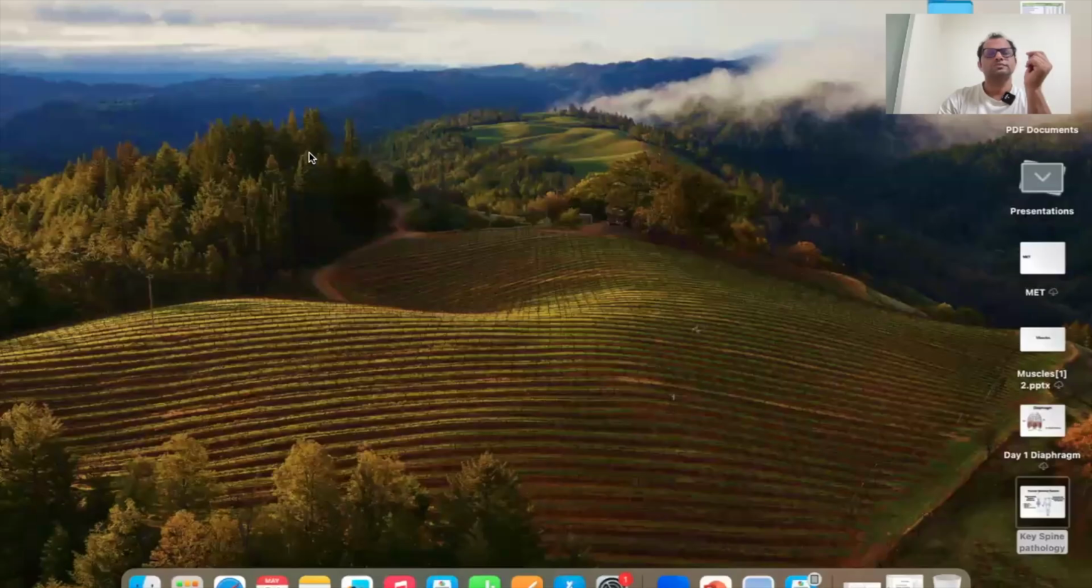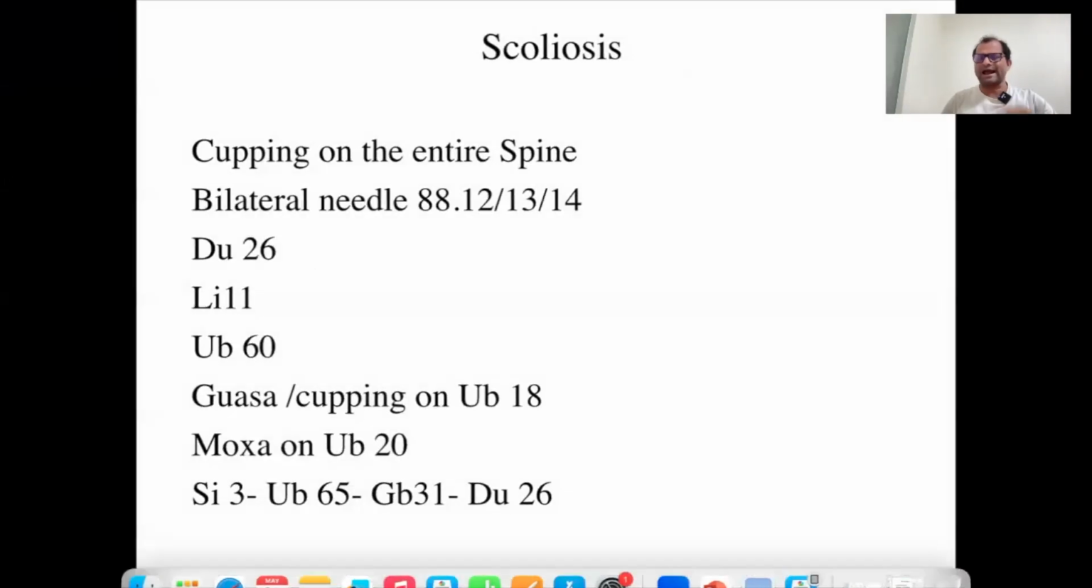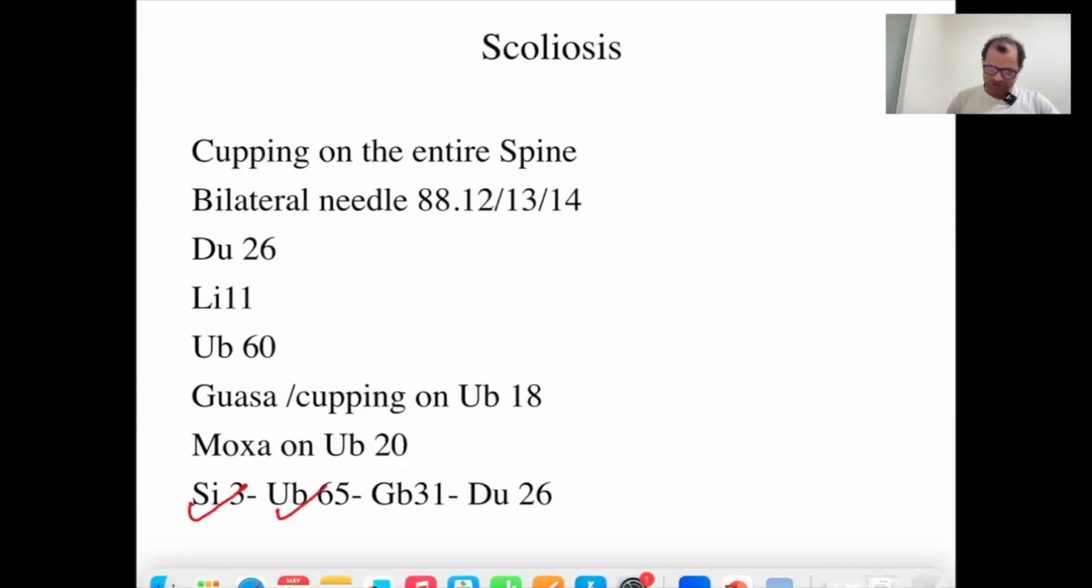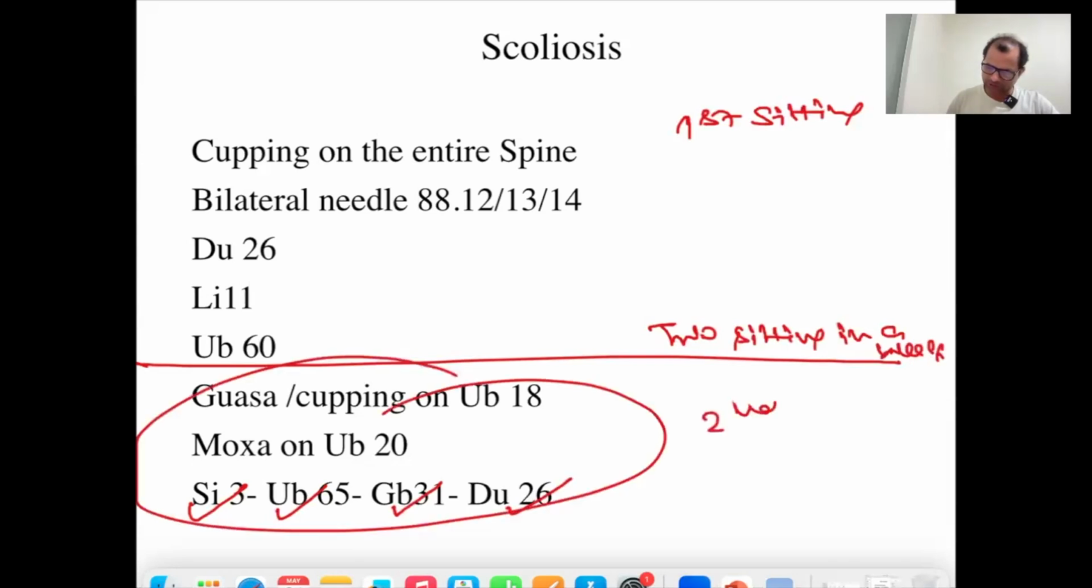So now we will do moxa here. Now alternately we will activate the spine by putting the SI3, UB65, GB31 and DU26. In the second sitting we can do this. First sitting and 1 day break, or we can do 2 sittings in a week. In the second sitting we can do this. Second sitting.